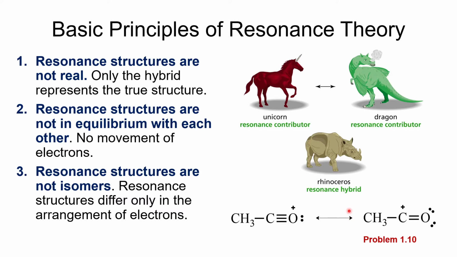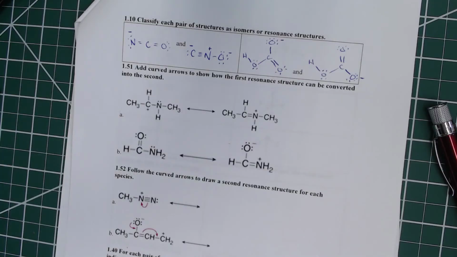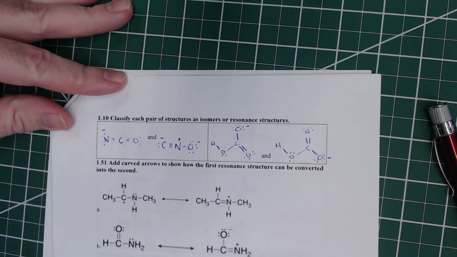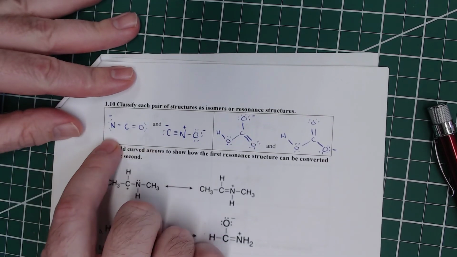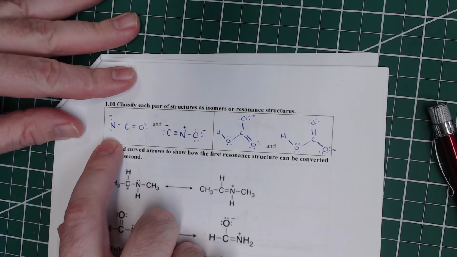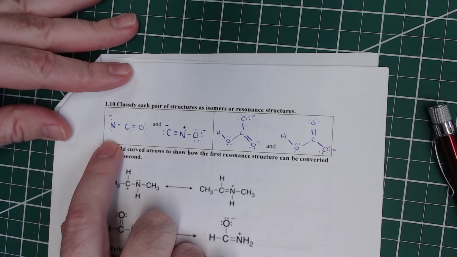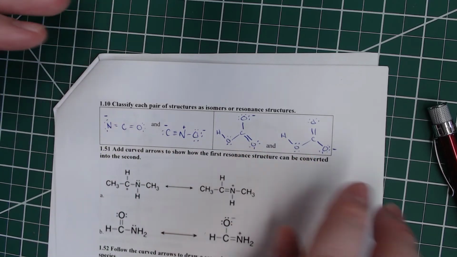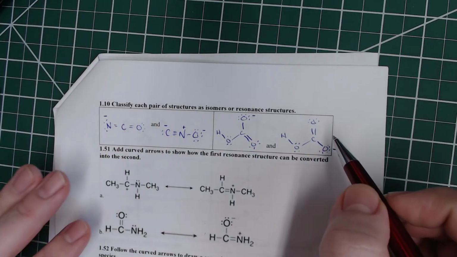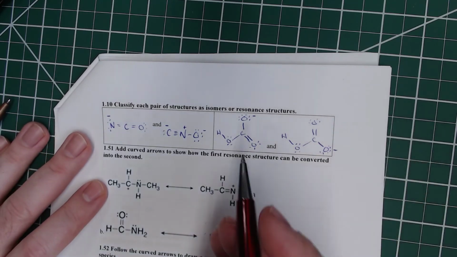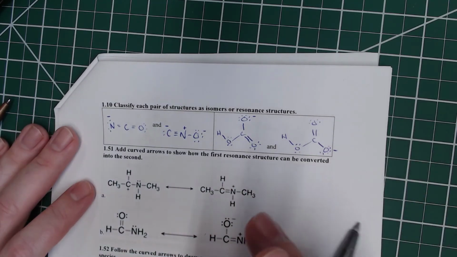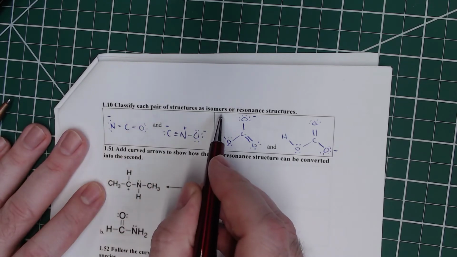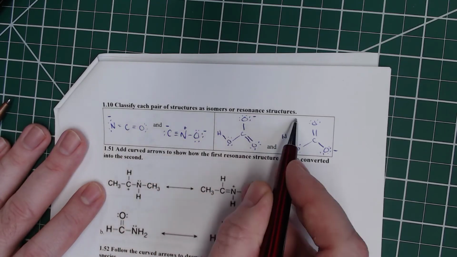So we want to look at number 10 on the in-class assignment. For whatever reason, when I printed it out, the structures didn't show up, though I know they're on there in the digital copy. So I've just written them out here, and I'll deal with that at a later point. If you're having trouble, just look at the digital copy and you will see the structures there. So classify each pair of structures as isomers or resonance structures.